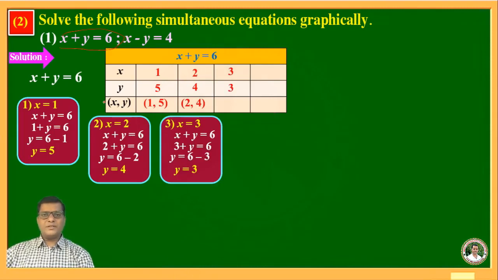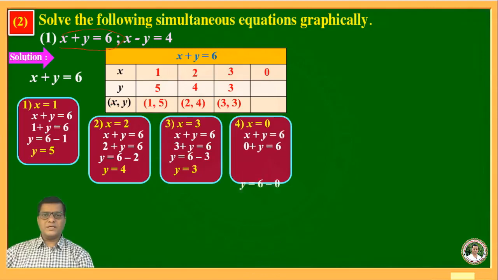Write this value in the table and write the coordinates of that point. Next, if you take the value of x as 0, write this value in the table and put it in the given equation x plus y is equal to 6. We will get the value of y as 6. Write this value in the table and write the coordinates of the points.